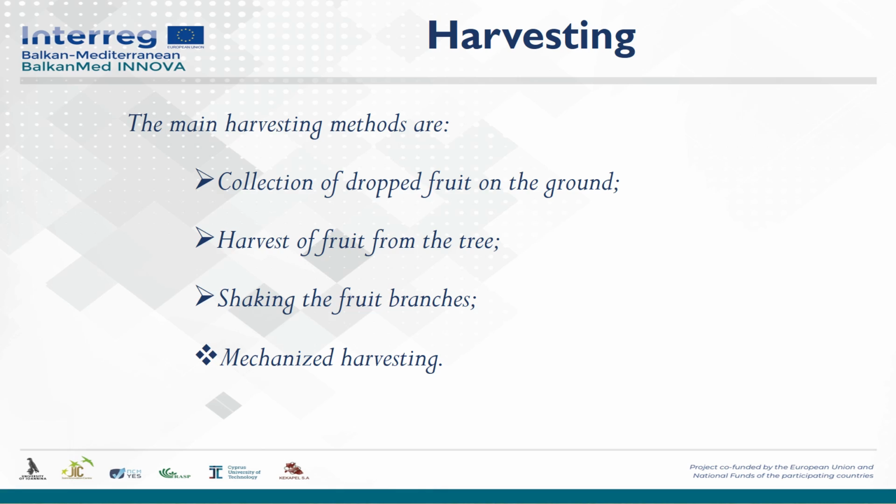that can be used today in oliviculture. Manual harvesting of olives is accomplished by three basic methods: the collection of dropped fruits on the ground, harvest of fruit from the tree, and shaking the fruit branches. Let's see each of these methods. Collecting from the ground consists of waiting for the fruits to ripen and fall naturally, and later collecting them from the ground.